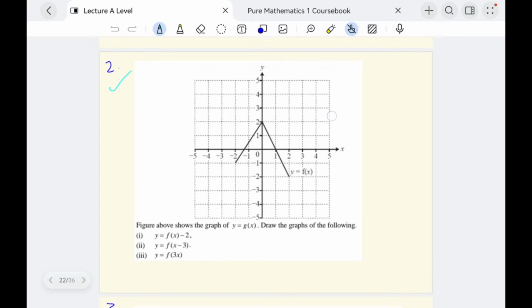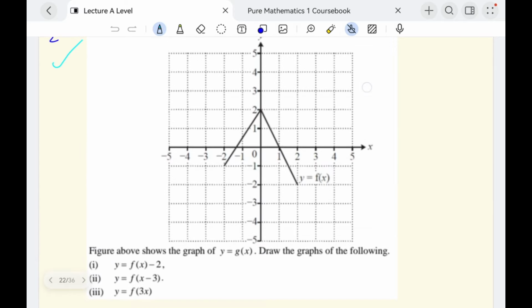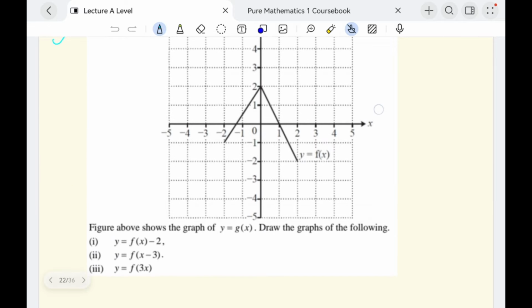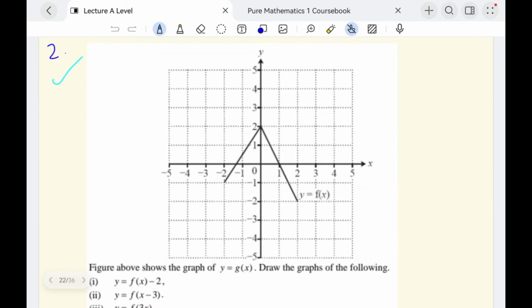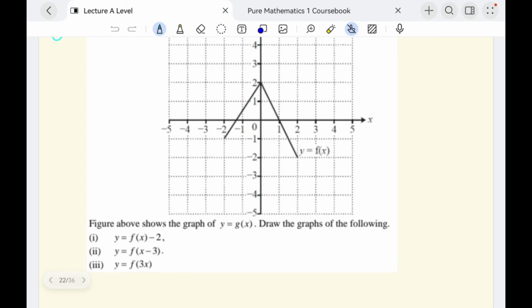So let's take a look at the second question. The second question is about transformation. So here you have an original f(x) graph. Okay? The question wants you to draw the graphs of the following. Okay? With f(x) minus 2. So it is a translation of (0, -2). That means your f(x) graph moves down by 2 units.